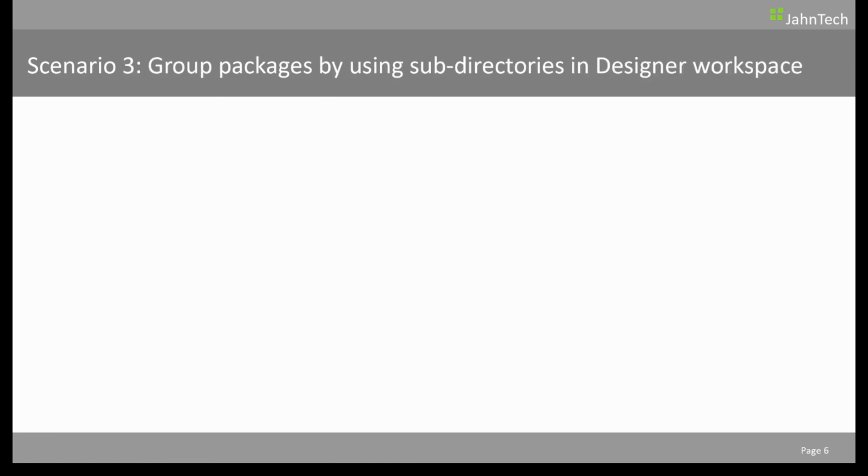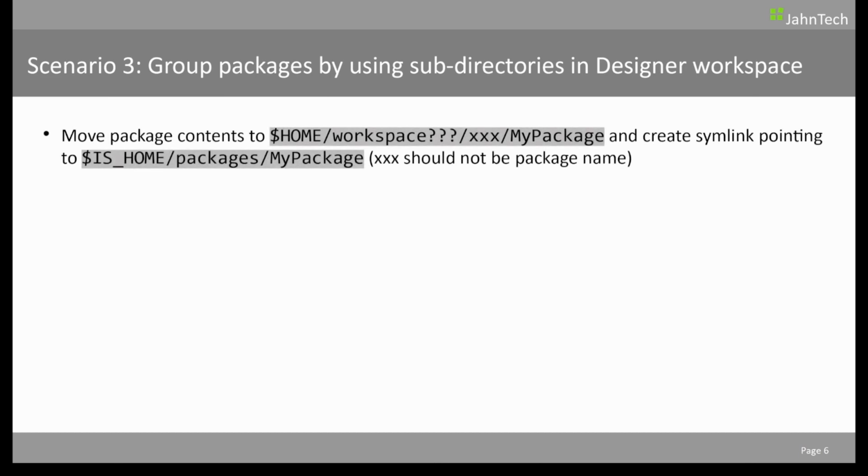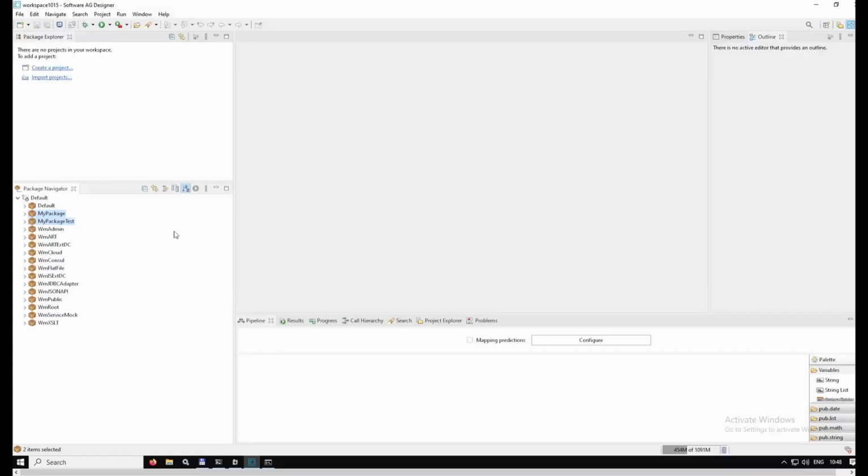We now come to scenario 3, which is grouping packages by using subdirectories in Designer Workspace. This is done by moving the Integration Server package contents into a subdirectory in Designer Workspace, whereas the upper directory is a name other than the actual package name. This is very similar to scenario 2, and it's probably easier to show than to explain in detail. So let's go to the demo.